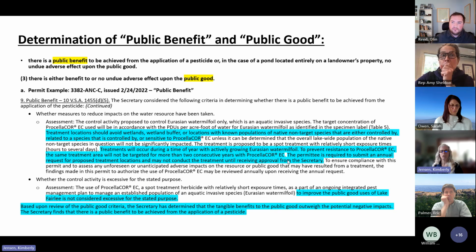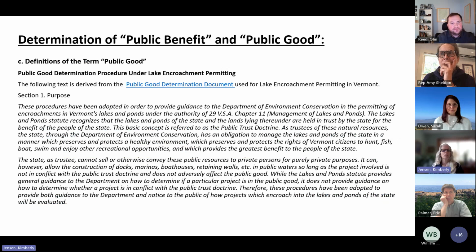Thanks, Owen. Does anybody have any questions about how the conditions are set at this time and looking at the public benefit and public good? As we don't have a definition for public good, there is a public good determination document for lake encroachment permitting in Vermont. It's stated here. I'm not going to read through it, but certainly if the members feel that we should have some sort of definition for what public good or public benefit is, we can look at this document.